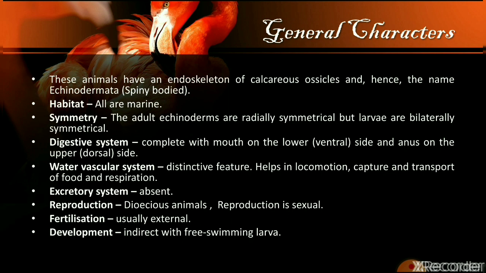The body is symmetrical. Adults show radial symmetry, but larval stages show bilateral symmetry. They have a complete digestive system with the mouth on the lower or ventral side of the body and the anus on the upper or dorsal side of the body.